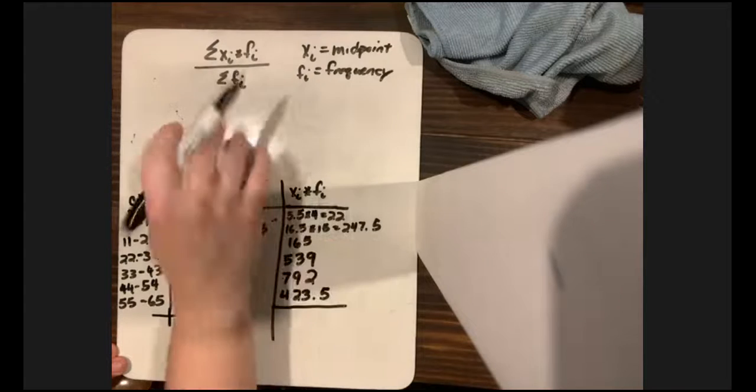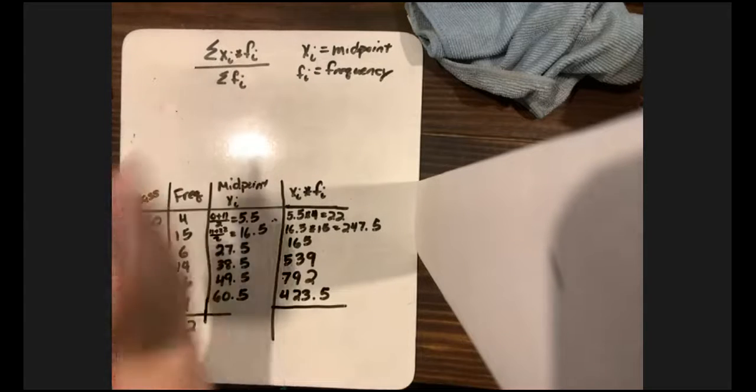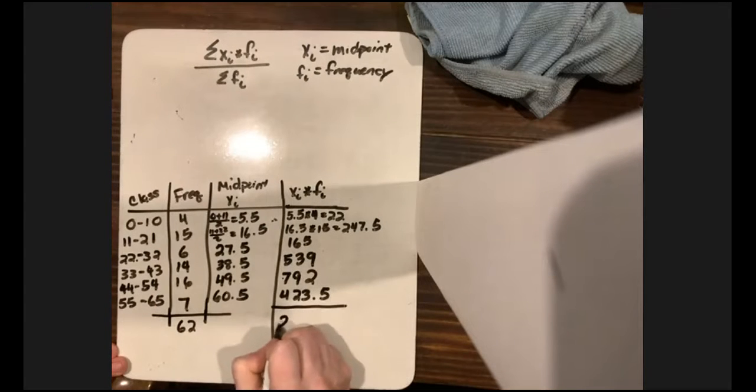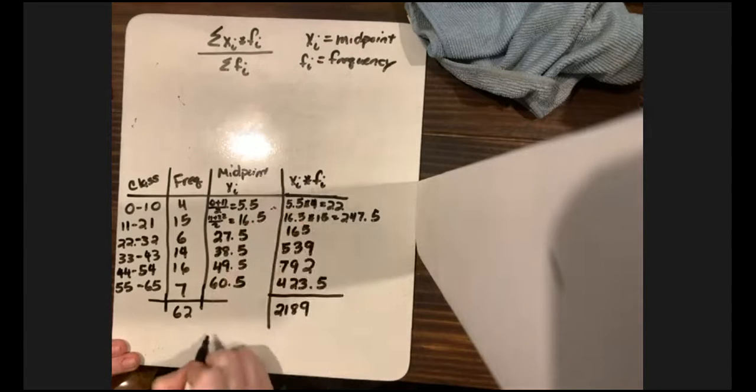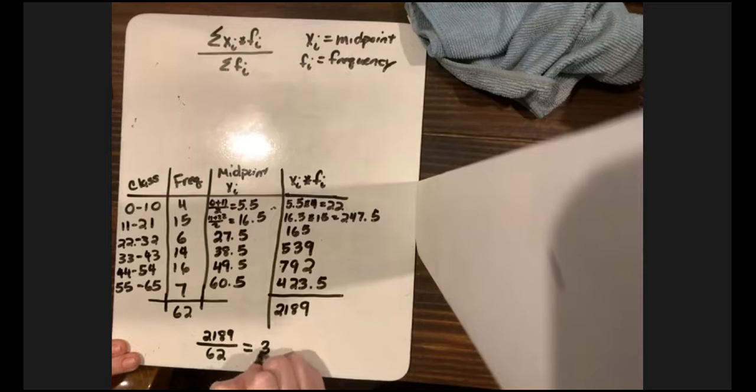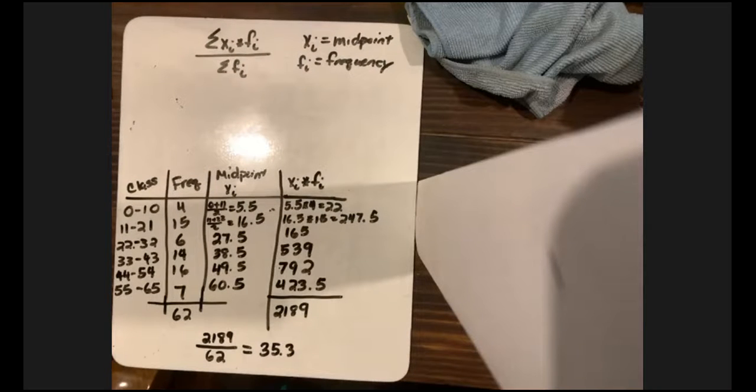So now I've done my xi, fi. Now I need to total that up here. And this gives me 2189. So then to find my mean, I take this total of 2189 and divide it by 62, which is going to give me 35.3 when rounding.